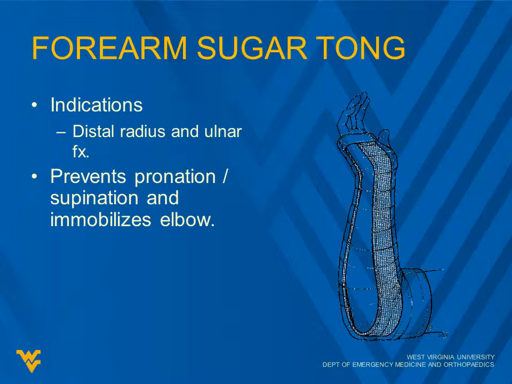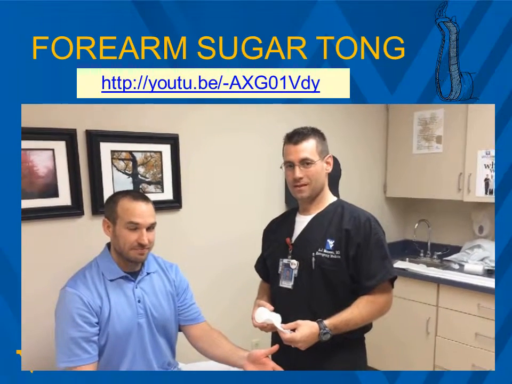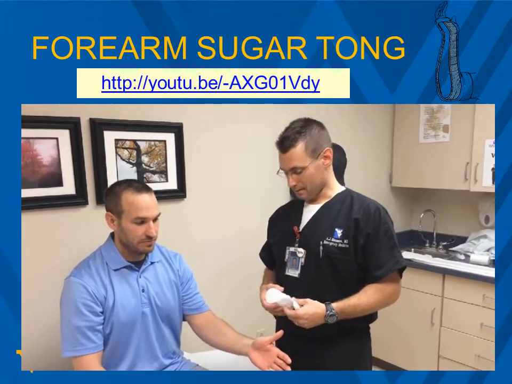So forearm sugar tongs is also an often used splint. It's good for distal radius and ulnar fractures as it prevents pronation and supination of the forearm as well as immobilizing the elbow. The reverse sugar tong from earlier is a little better at immobilizing the elbow, but this one also does an adequate job.